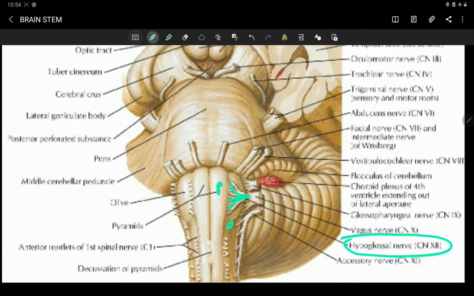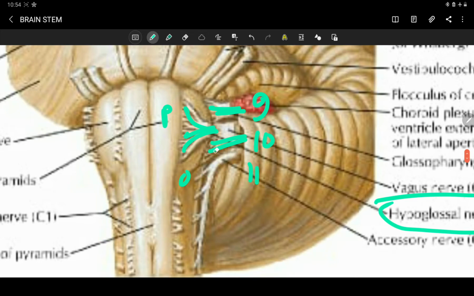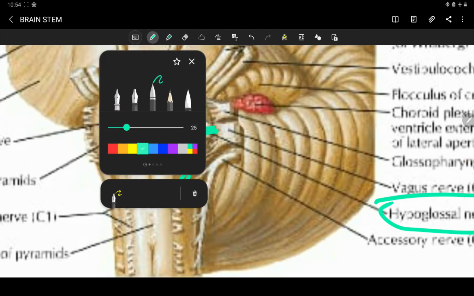This is a previous year's AIIMS question: which cranial nerve is emerging out in between the pyramid and olive? This is a previous year question. Now lateral to the olive, you can see 3 other cranial nerve roots. You can see here the 9th cranial nerve, the 10th cranial nerve, and the 11th cranial nerve. Okay, so I'm erasing this, and now you can see clearly lateral to the olive.